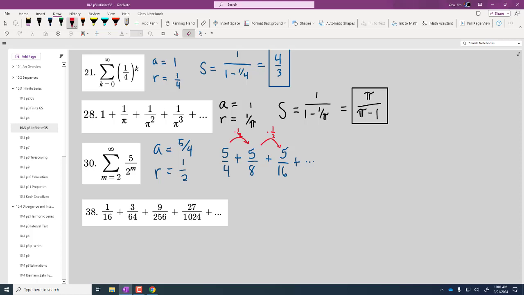Okay, so our sum for this one, a over 1 minus r, so the a goes in the numerator, and then 1 minus the common ratio. 1 minus 1/2 is 1/2. Dividing by 1/2 means multiplying by 2, so we get 5 over 2. So that would be the sum of the series.